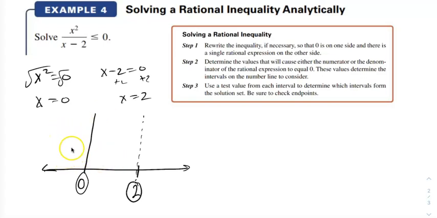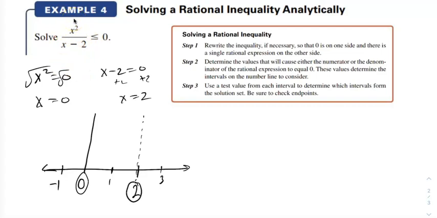We want to figure out if the value here is positive or negative. So we're going to pick a point that's less than 0, something easy like -1. We'll pick a point between 0 and 2, something easy like 1. And we'll pick a point on this side, something greater than 2, like 3. And we're just going to type it into our equation here and see if it's positive or negative.